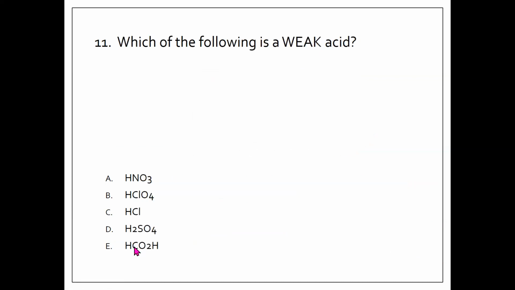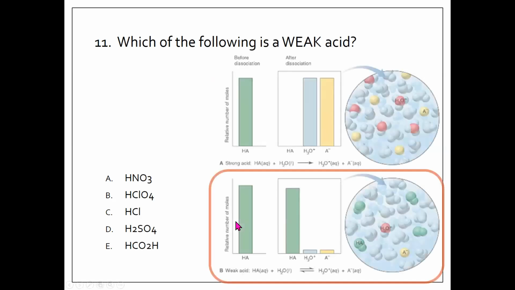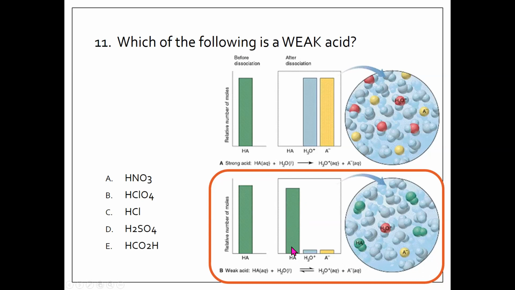Now in question 11, they're asking which of the following is a weak acid. So remember, weak acids, so here's an acid here. When we look at it, when it goes into solution, most of it stays together and some of it dissociates. So notice that we have most of our HAs together here. And then on this side, all those HAs are completely dissociated for the strong case. But for the weak, we have very little dissociated.